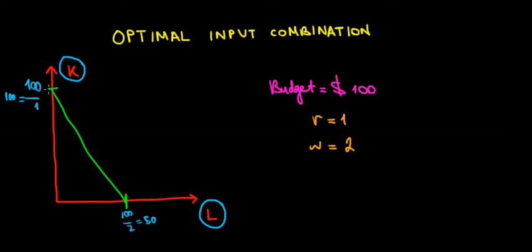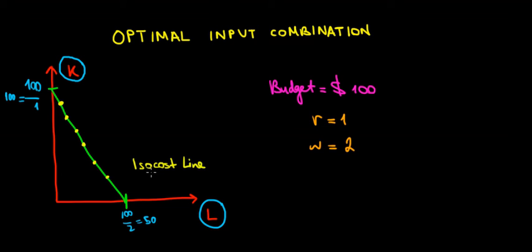Now, the green line shows us the possible combinations for this budget line. So these are going to be all the possible combinations of capital and labor given that we keep the budget line at $100, just like we had the budget constraint in consumer behavior. Now, the way to name this budget line in the case of firm production, we call this the Isocost. So this is our Isocost line.